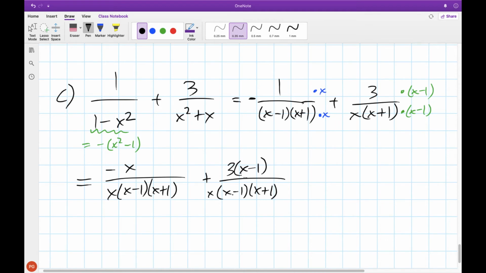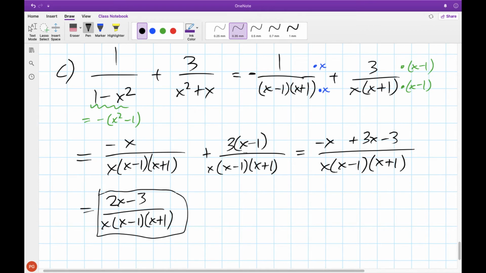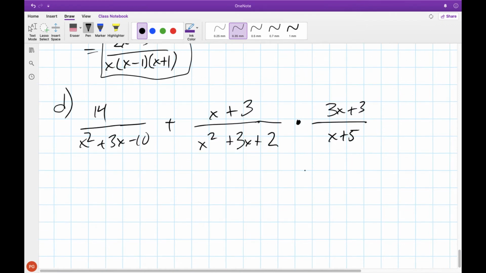Now that our denominators match, we can add our tops, and I'll expand this part out here, simplify the top, and we get our final answer. There's no more simplification that we can do, and you could multiply out this bottom here, but I think this is totally fine. Now what if we had something where we had both addition and multiplication?